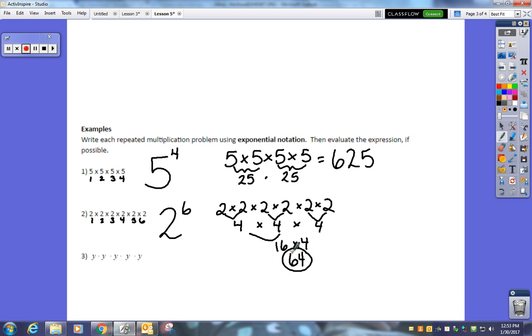Now the last one, notice it's using a variable. So the variable being repeatedly multiplied is y, so y is my base, and it's being repeatedly multiplied 1, 2, 3, 4, 5 times. So it's y to the 5th power. Now with this one, I'm not told what y is equal to, so this is one where I cannot evaluate it. I would just leave it as y to the 5th power. Notice in the directions it said if possible, so this is one that's not possible to evaluate.